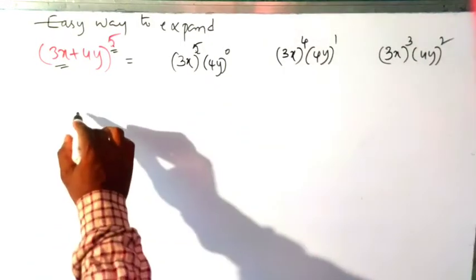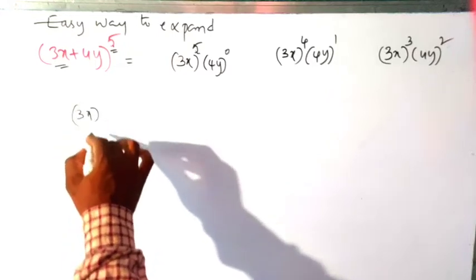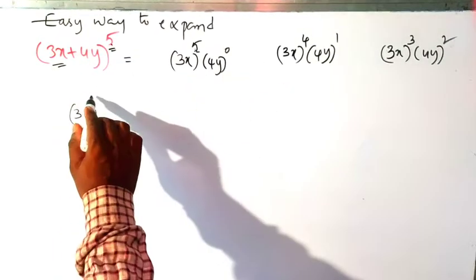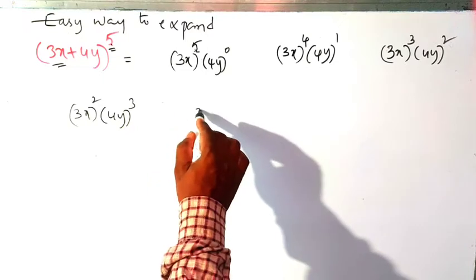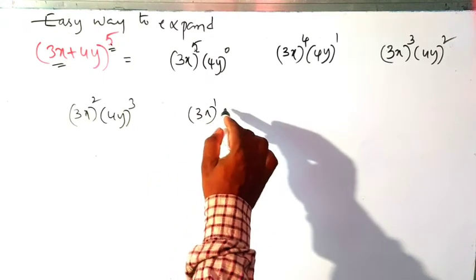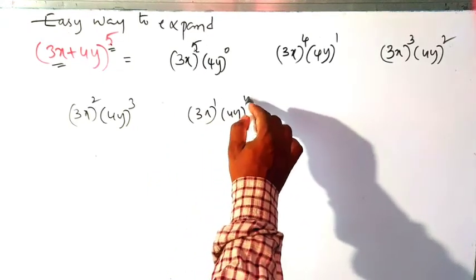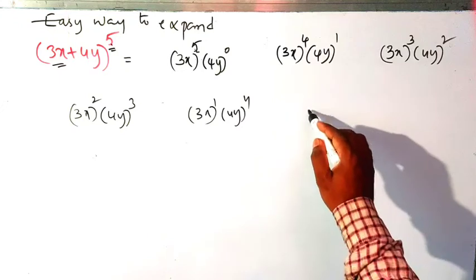Next, 3x whole power of 2, 4y whole power of 3. Then 3x whole power of 1, 4y whole power of 4. Last one is nothing but 3x whole power of 0.